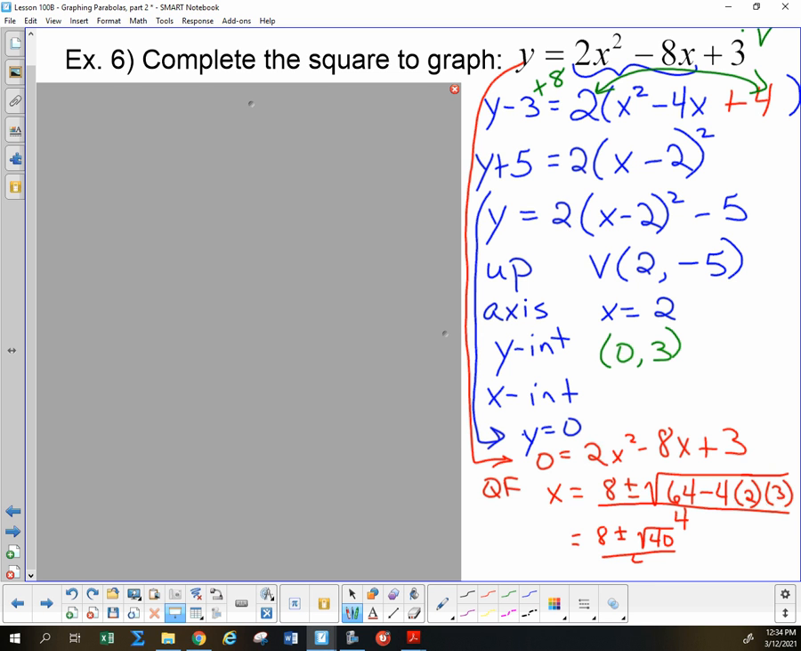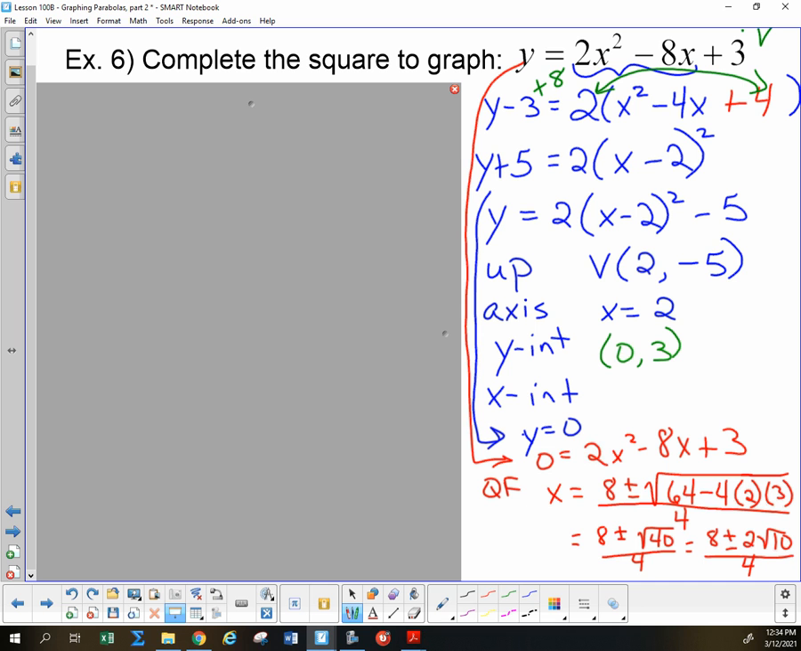and that's all over 4, so I'd have 8 plus or minus square root of 4 times square root of 10, so 2 times the square root of 10 over 4. And then when I have enough room that I can scroll down, I'll write that as 2 plus or minus root 10 over 2 to finish simplifying it.